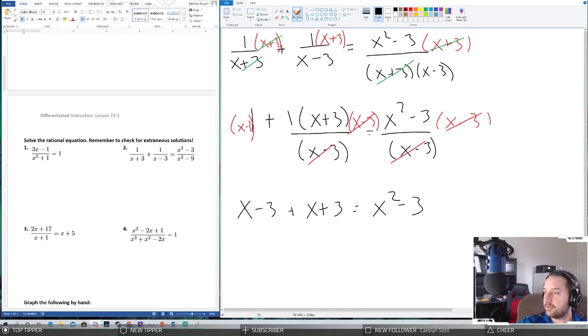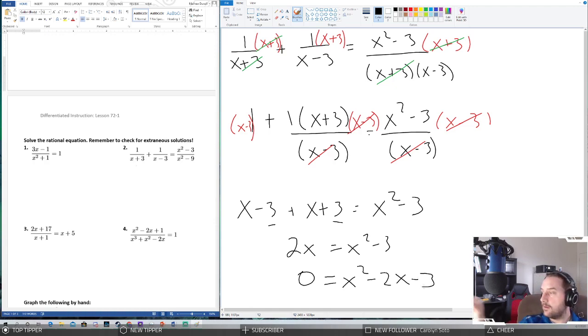And so the negative 3 and the positive 3 are going to cancel out. And it's going to say 2x equals x squared minus 3, minus 2x on both sides. And so I'm going to get 0 equals x squared minus 2x minus 3. I can factor that. And so that's going to factor into x minus 3 and x plus 1. So therefore x equals 3 and negative 1.